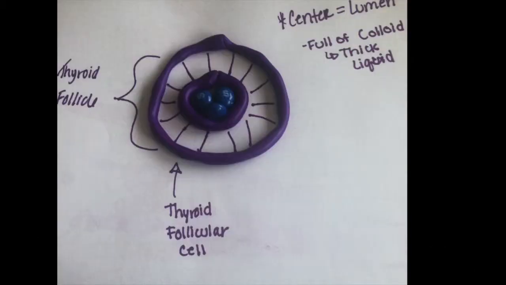In the thyroid are rings of cells that surround fluid. This fluid is called colloid, which is a thick fluid. On the outside of this circle are thyroid follicular cells. These cells are responsible for the production and secretion of the thyroid hormones, T3 and T4. The entire ring is called a follicle, which is a secretory sac.